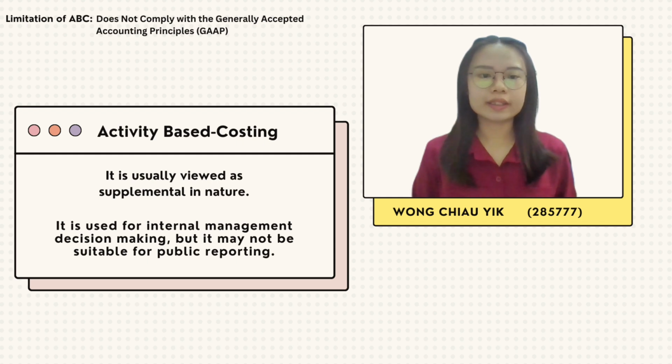It is used for internal management decision-making, but it may not be suitable for public reporting because it results in material differences from the exhaustion system. The fact that activity-based costing is not a generally accepted accounting principle usually means that a company that wishes to benefit from activity-based costing must develop one costing system for external reporting and another one for internal management. That's all from me.